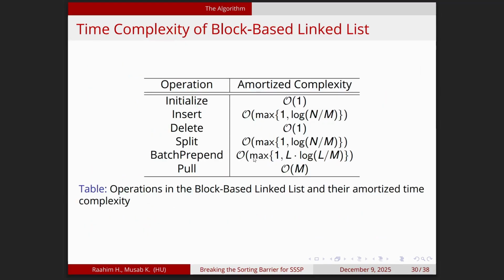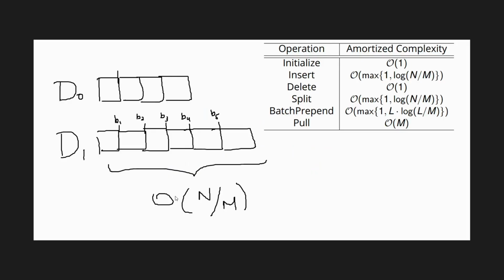These are the amortized complexities for the operations of this data structure. And to illustrate, suppose this is your data structure. It has two sequences of blocks, D0 and D1. Initializing will always, of course, be constant time. If you want to insert, you're going to be inserting into D1. So you need to insert into one block, so some block in D1.